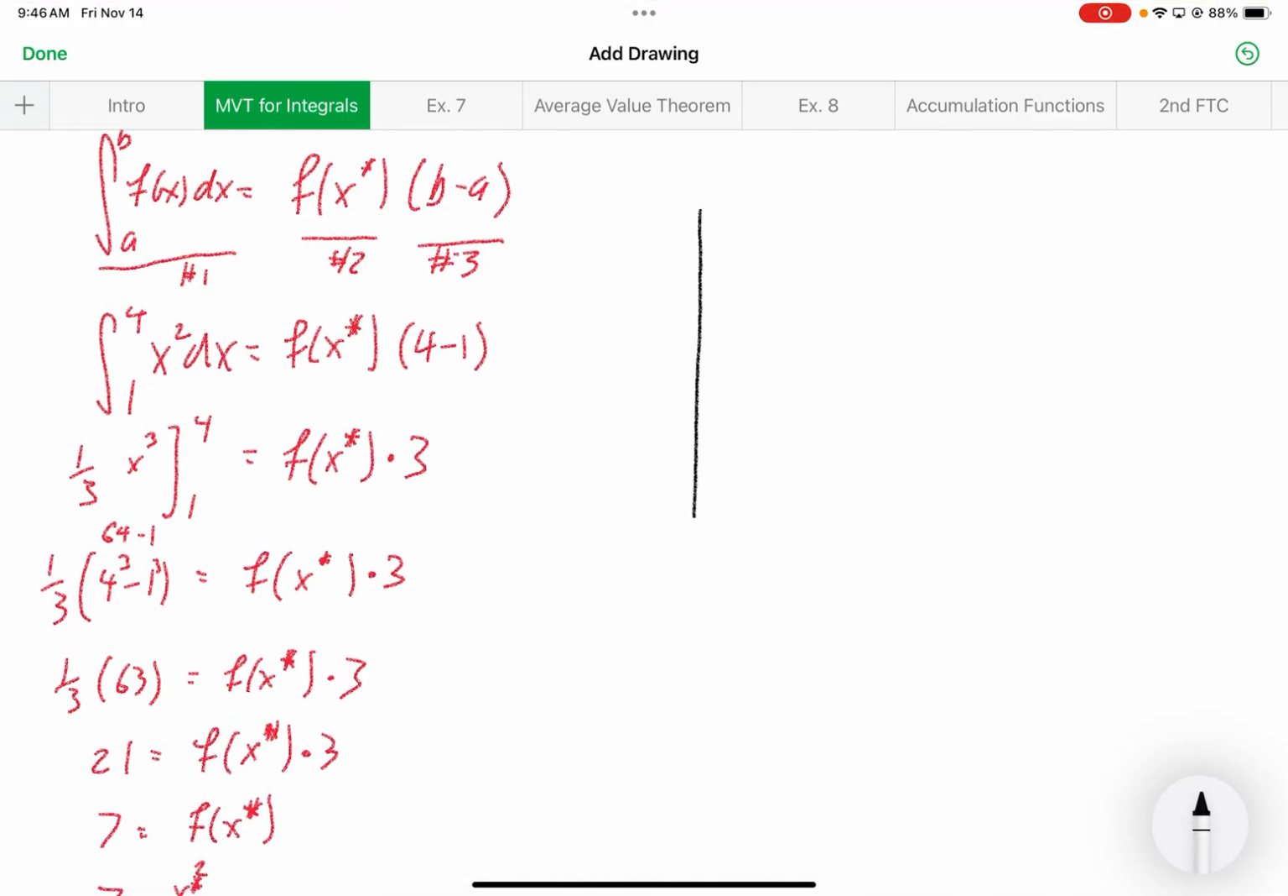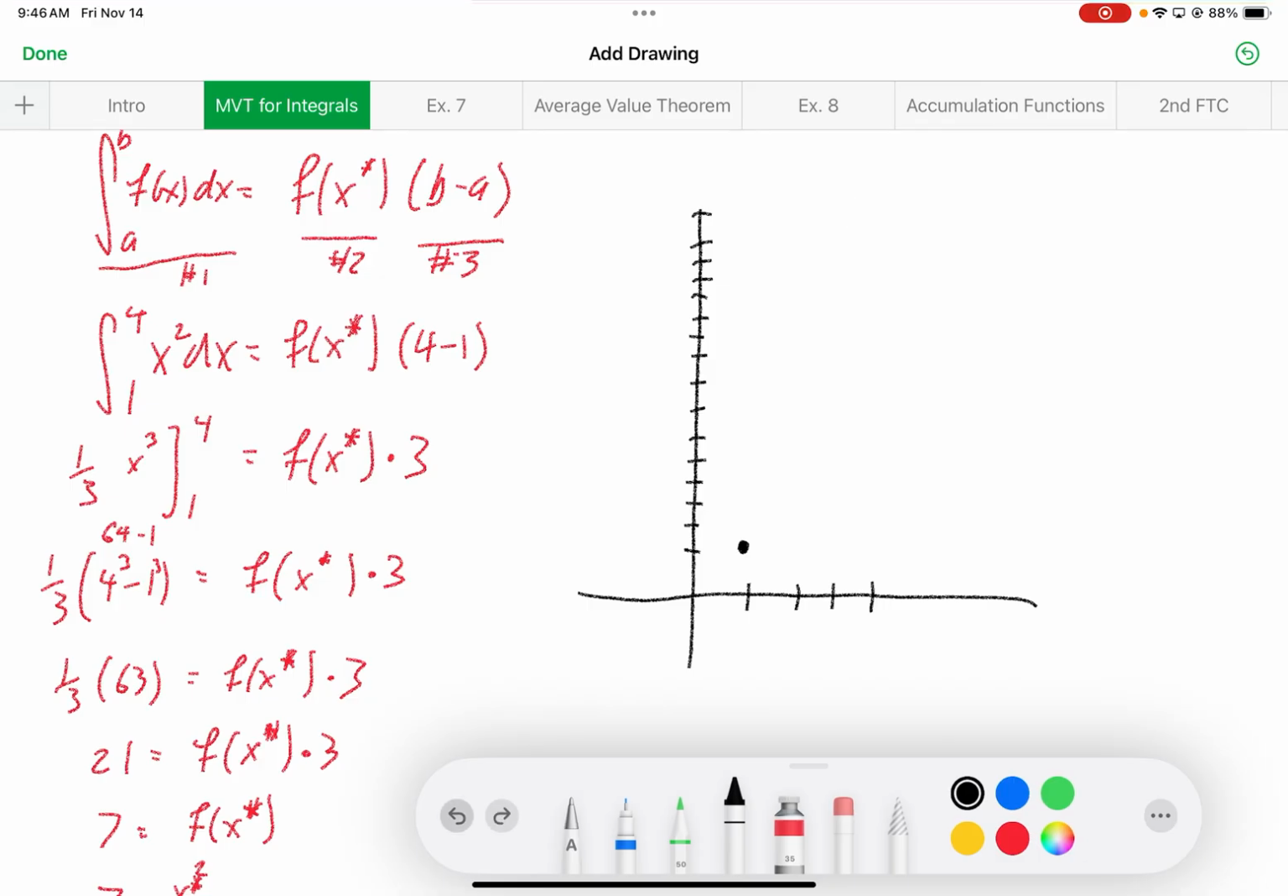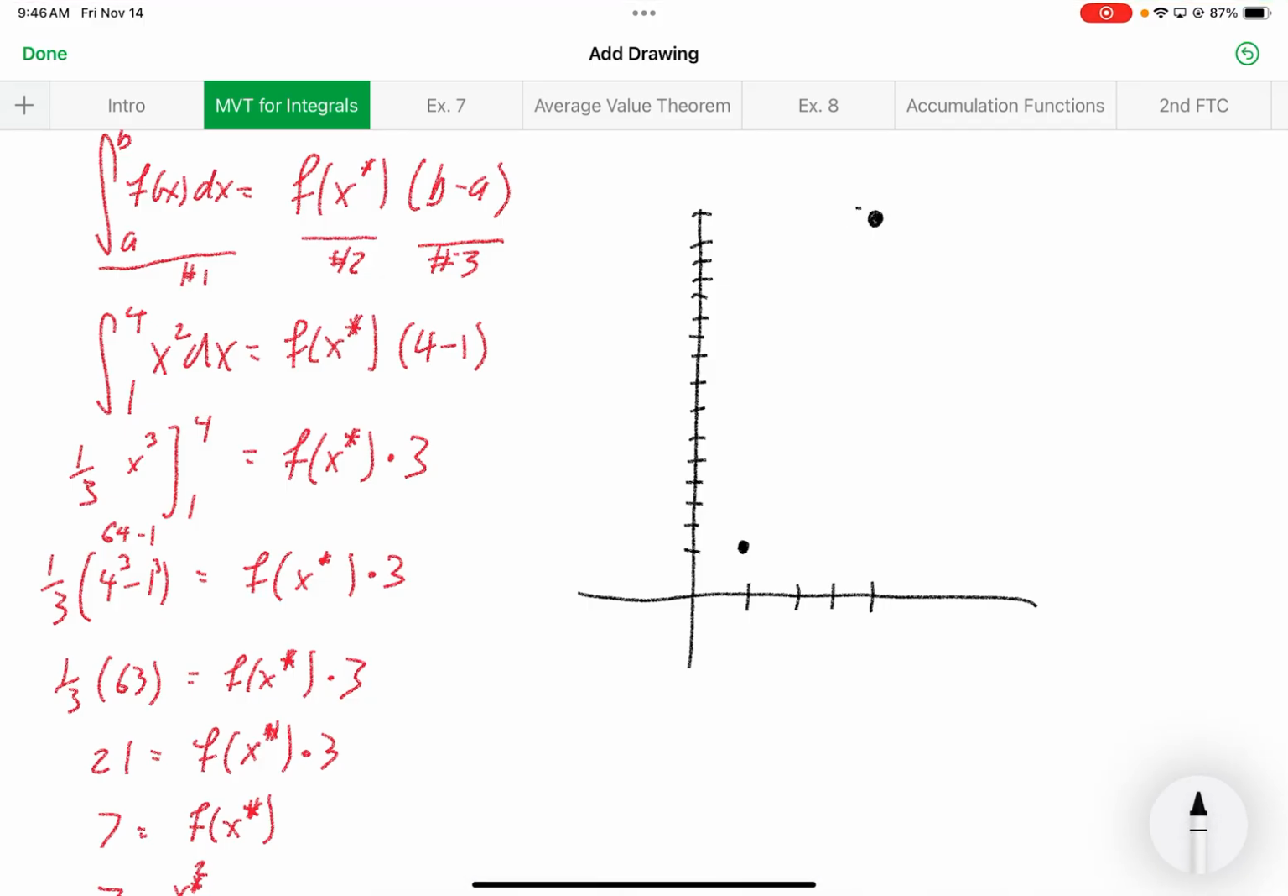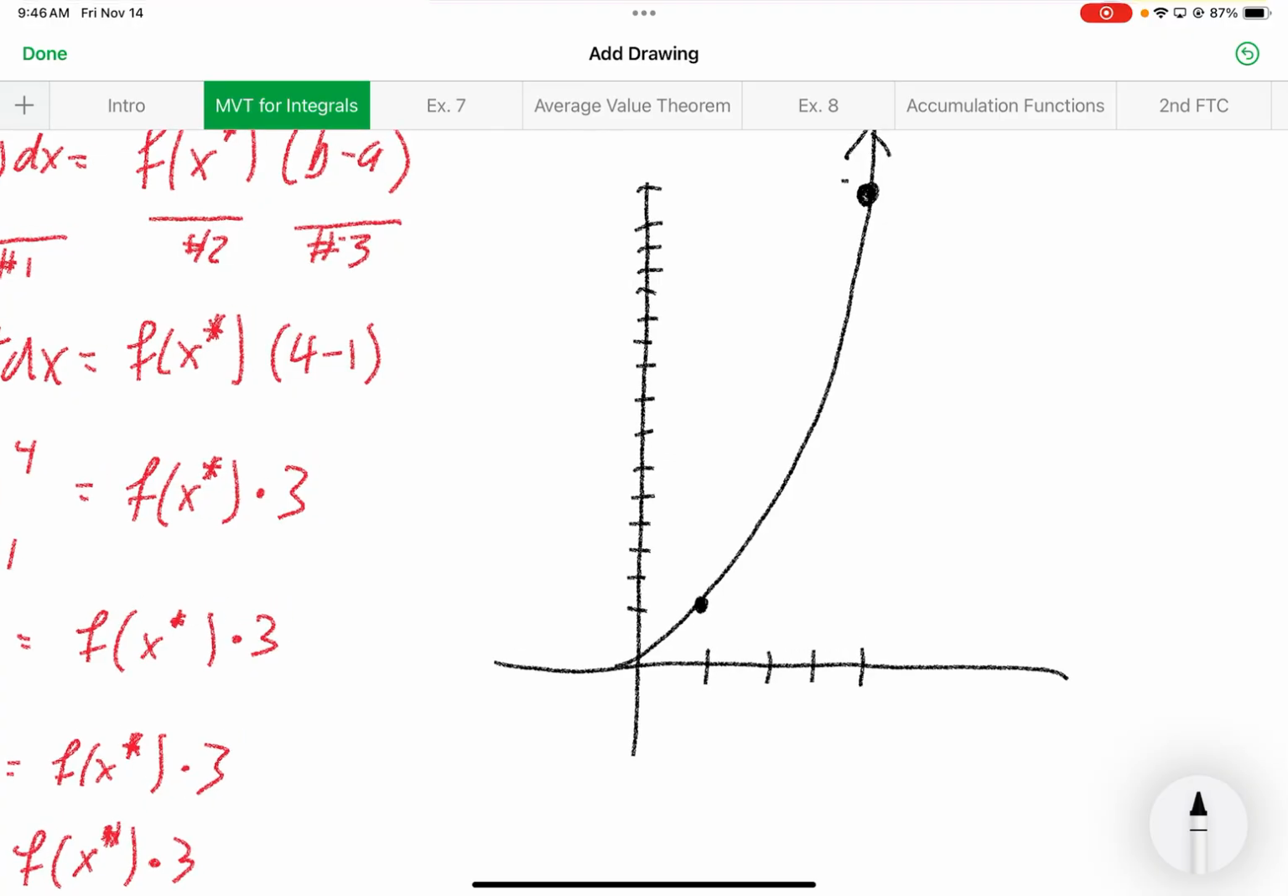We're all going to sketch a graph. The interval is from 1 to 4. If I graph x squared on the interval from 1 to 4, I get the coordinate point 1, 1, and then my other coordinate point would be 4, 16. I don't like that point. Let's shift that to the right a little bit. So my function looks like this. Hey, that curve doesn't look that bad.